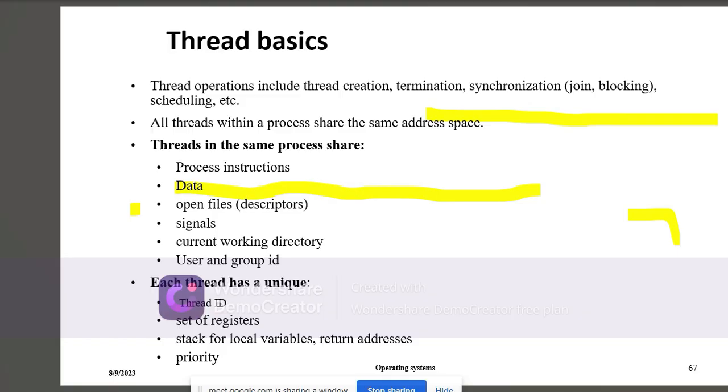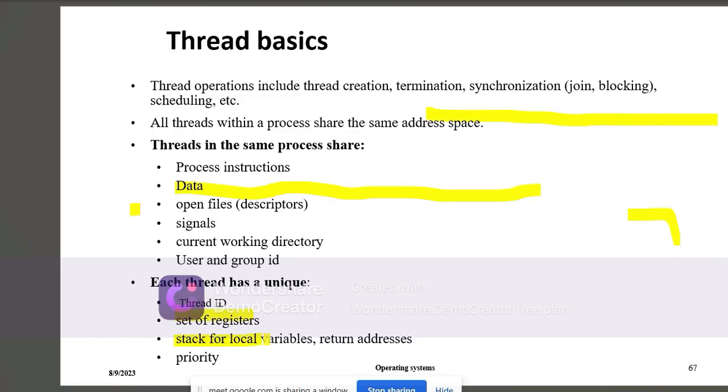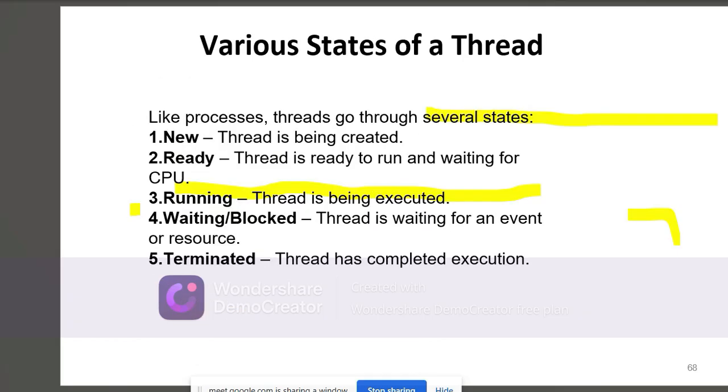So what is thread based? Each thread has its own thread ID, a set of registers, stacks for local variables and return addresses, and priority. And what is common? Process instructions are common, data is common, files are common, signals are common, user and group ID is common, and the current working directory is common for all threads.